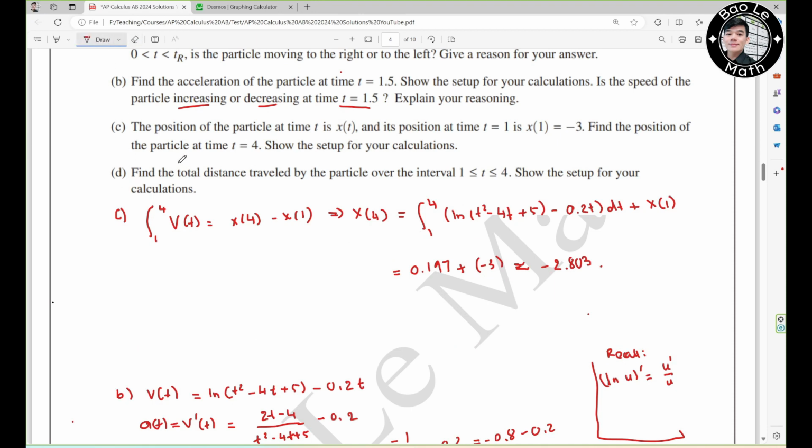Alright, let's move on to question D. Find the total distance traveled by the particle over the interval 1 to 4. Show the setup for your calculation. Write the total distance. We need to integrate the absolute value of the velocity over the interval 1 to 4. So the integral from 1 to 4 of the absolute value of natural log of t squared minus 4t plus 5, minus 0.2t, dt.